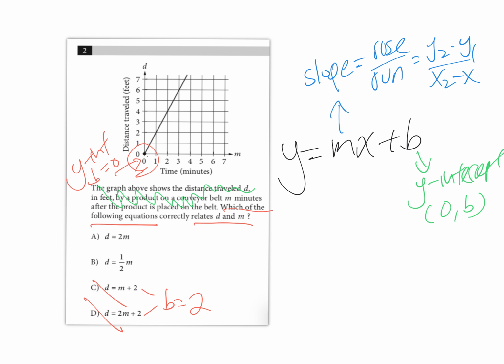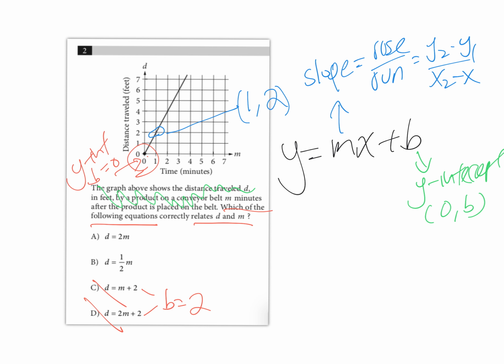What might be helpful at this point is to just pick a coordinate on the plane. I'm going to look at this point right here. The coordinate there is 1, 2.